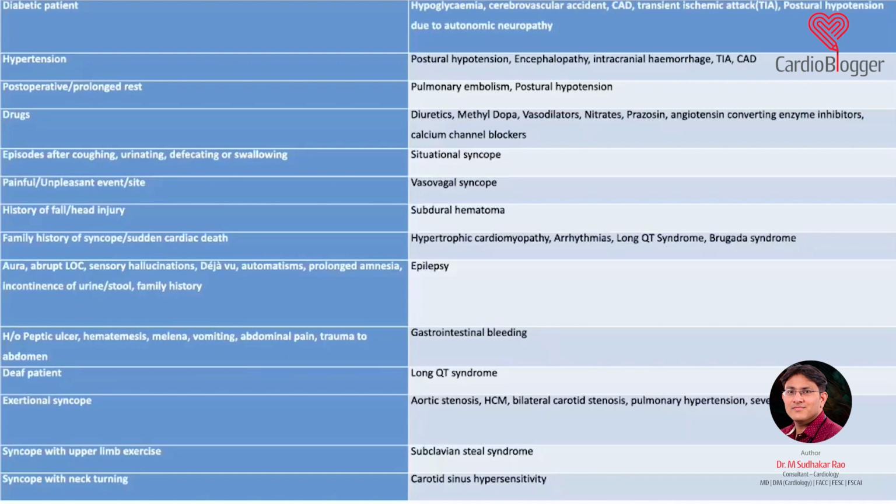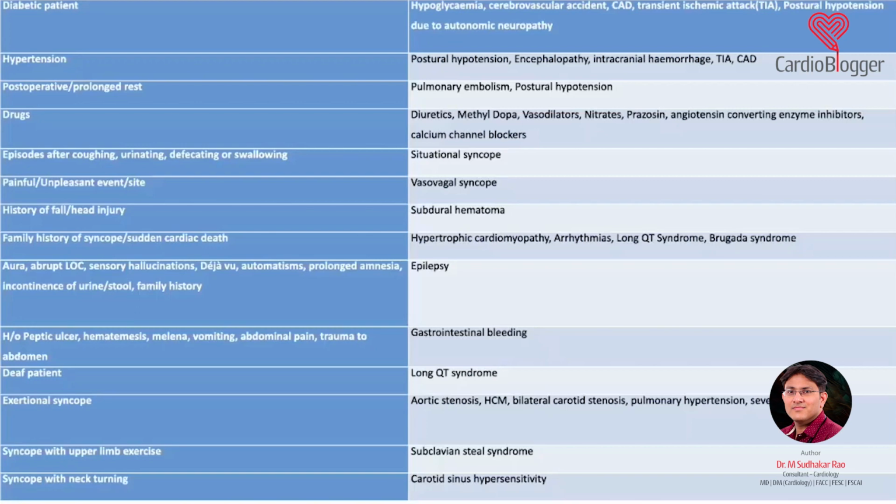Now, one important thing is family history. If you are getting a family history of syncope or sudden cardiac death, always remember hypertrophic cardiomyopathy. First consider hypertrophic cardiomyopathy before you consider arrhythmias like long QT syndrome. Long QT syndrome may give a family history also. Brugada syndrome may have a family history because they are channelopathies, involving sodium channels and all. Some arrhythmias have a family history.